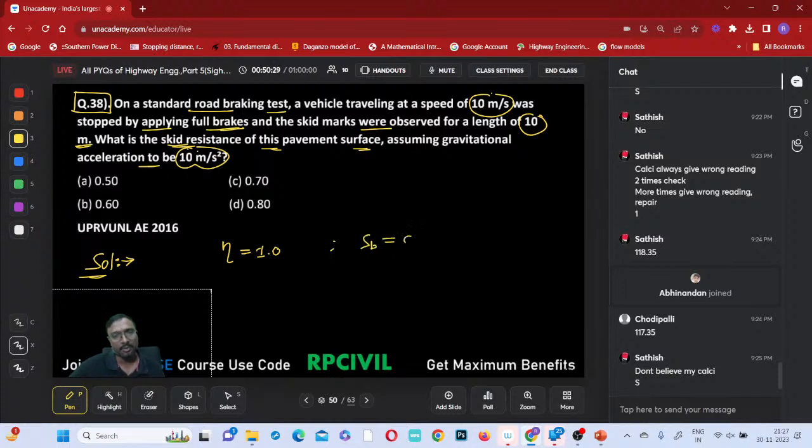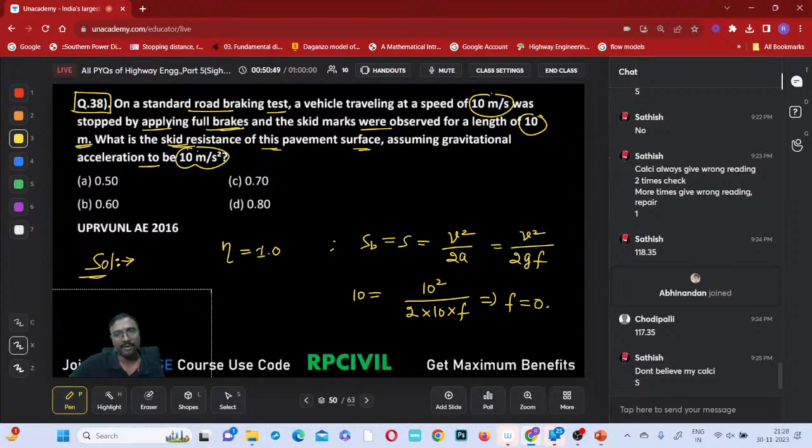This is SB, or S equal to which one? V square by 2a, na? We can write it as V square by 2gf. So the 10 meter distance traveled equals velocity 10 meters per second squared, divided by 2 into g, taken as 10, into f, right? What is the f value you are getting now? 0.5 is the f you are getting.